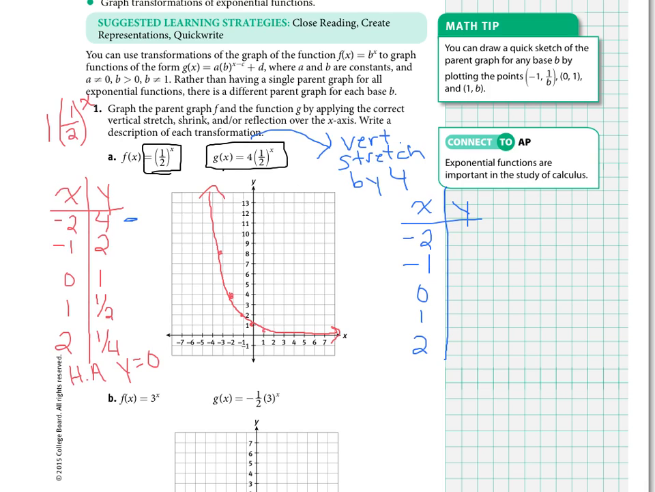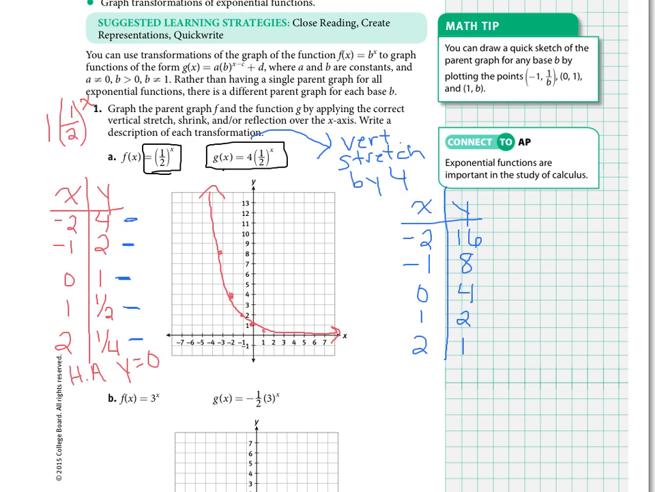The original was a 4. Now we have 4 times 4, which is 16. Original was a 2. Now we're going to have an 8. Original was a 1. Now we're going to have a 4. Original was 1/2. Now we're going to be at 2. Original was 1/4. Now we're at a 1.